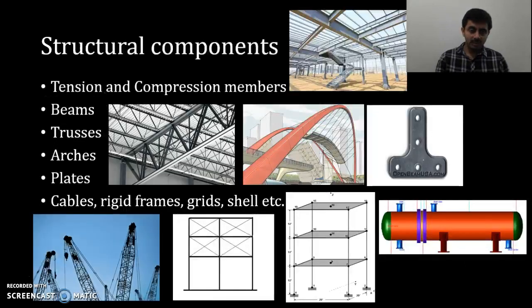Let us see a few of the structural members and components for which mechanics of materials is applicable. So tension and compression members are the members on which tensile stress and compressive stress are developed. Then beams, you can see in the picture here, these are the beam structures. Then there are trusses, and arches. Plates, cables, rigid frames, which are of two types, 2D as well as 3D, and shells.